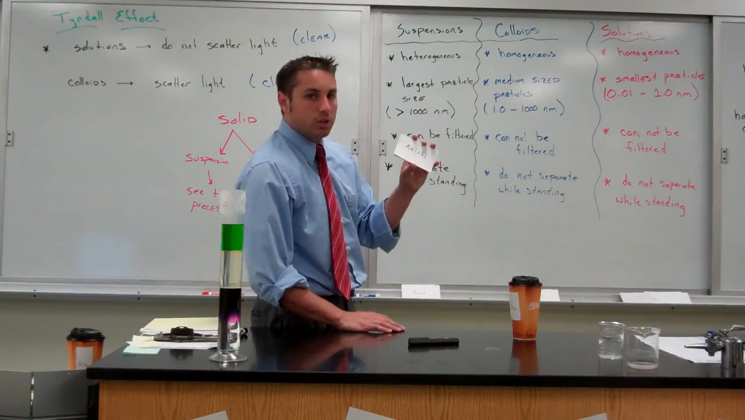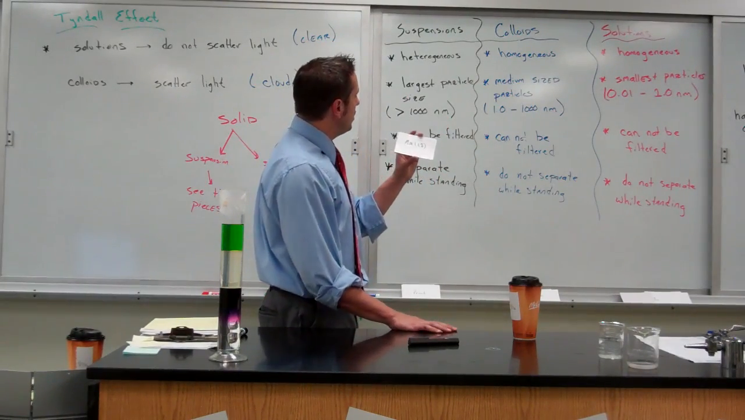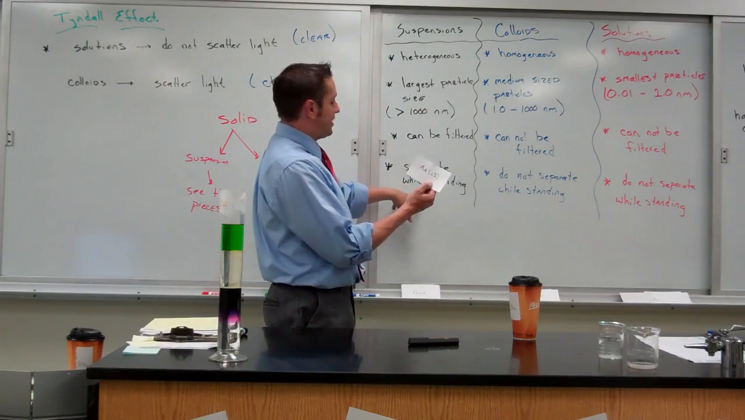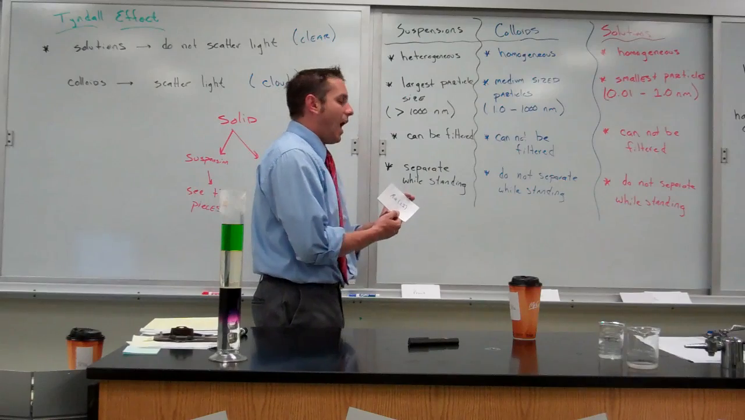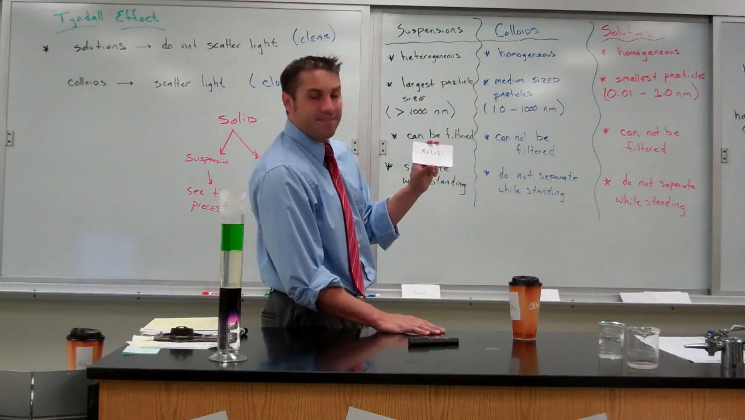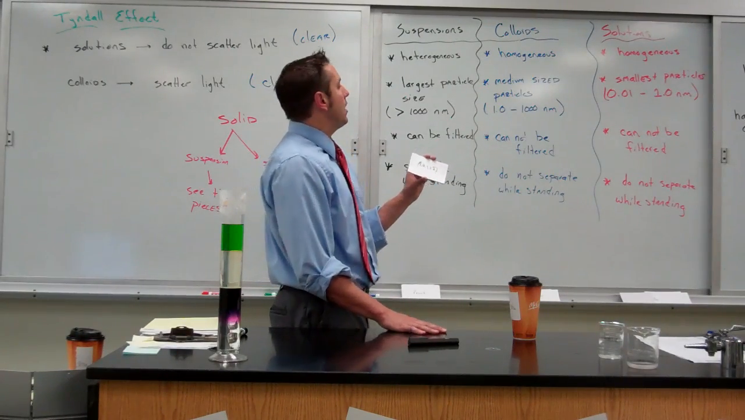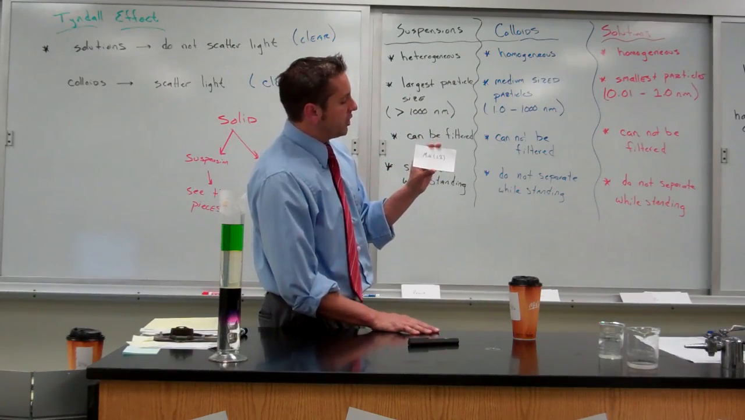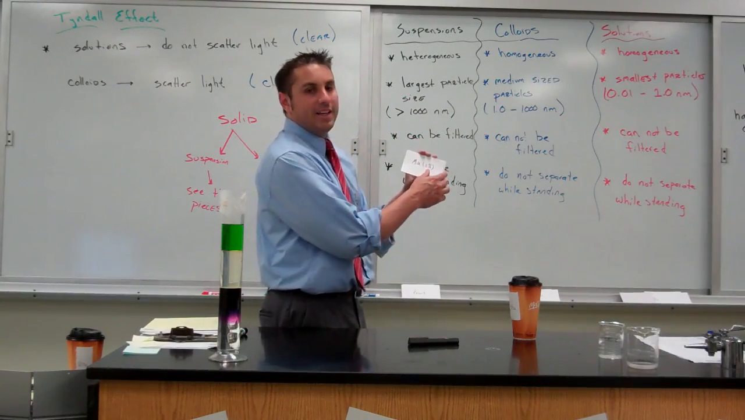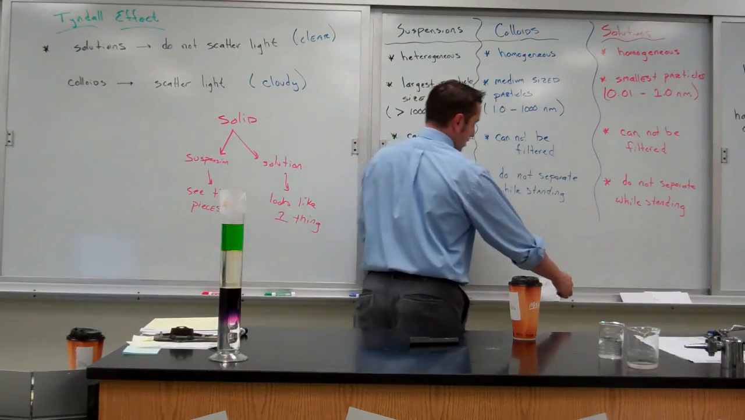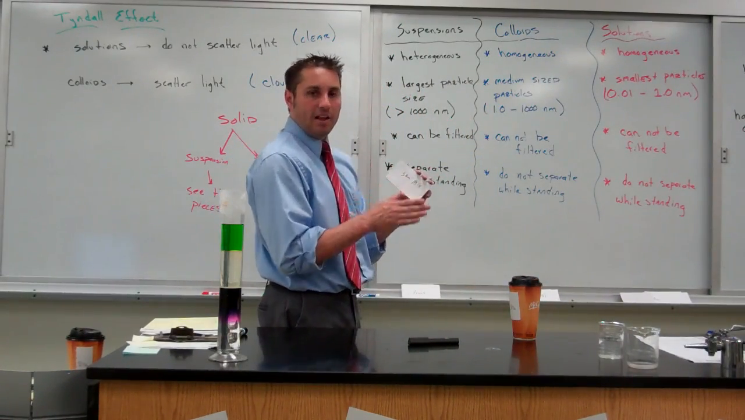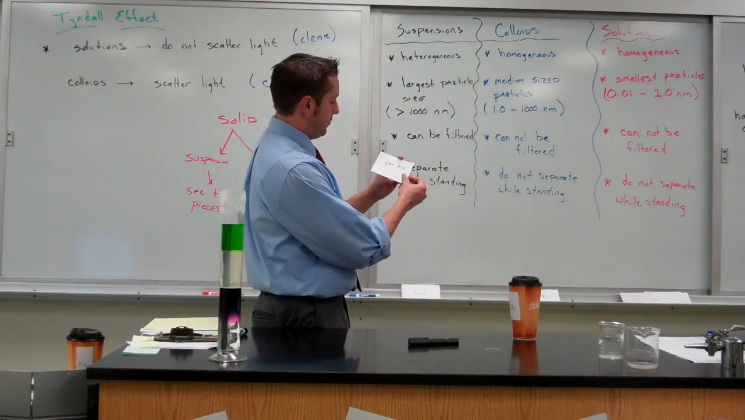2% milk is a substance that does not separate while standing. I cannot filter the 2% fat out of the milk. Therefore, it's either a colloid or a solution. What you will find is that it is a colloid, because it is cloudy. The light does not pass straight through.